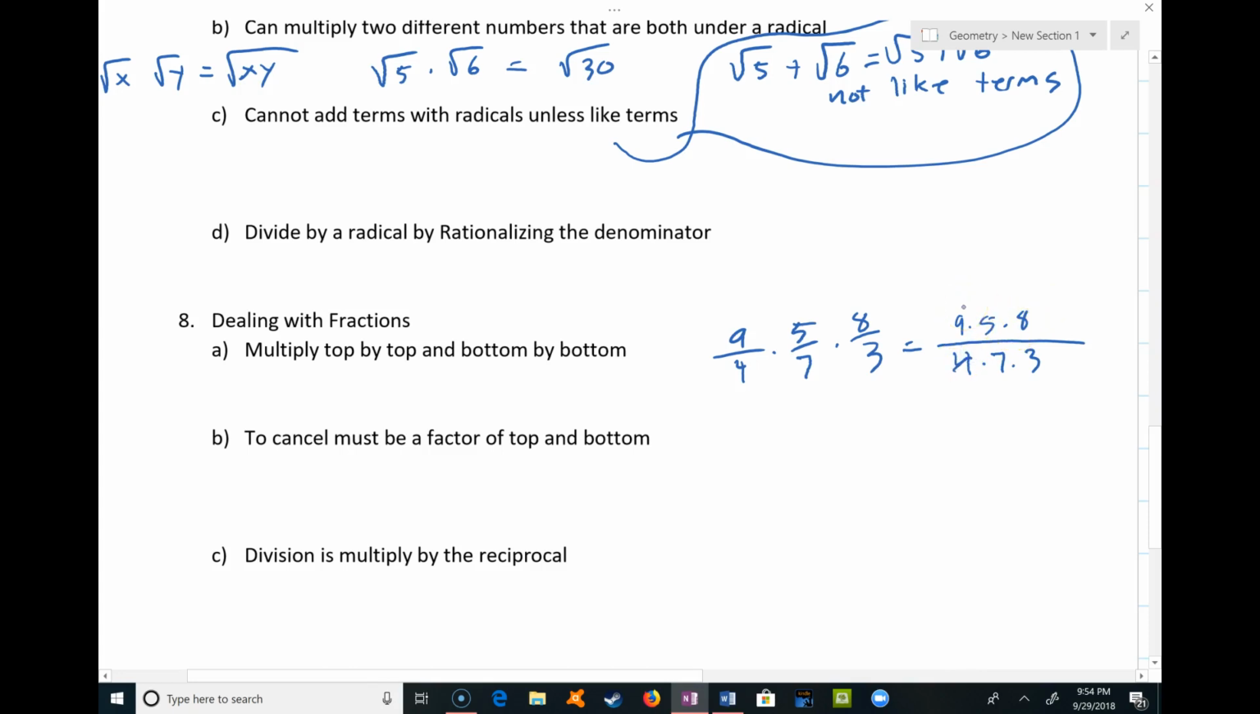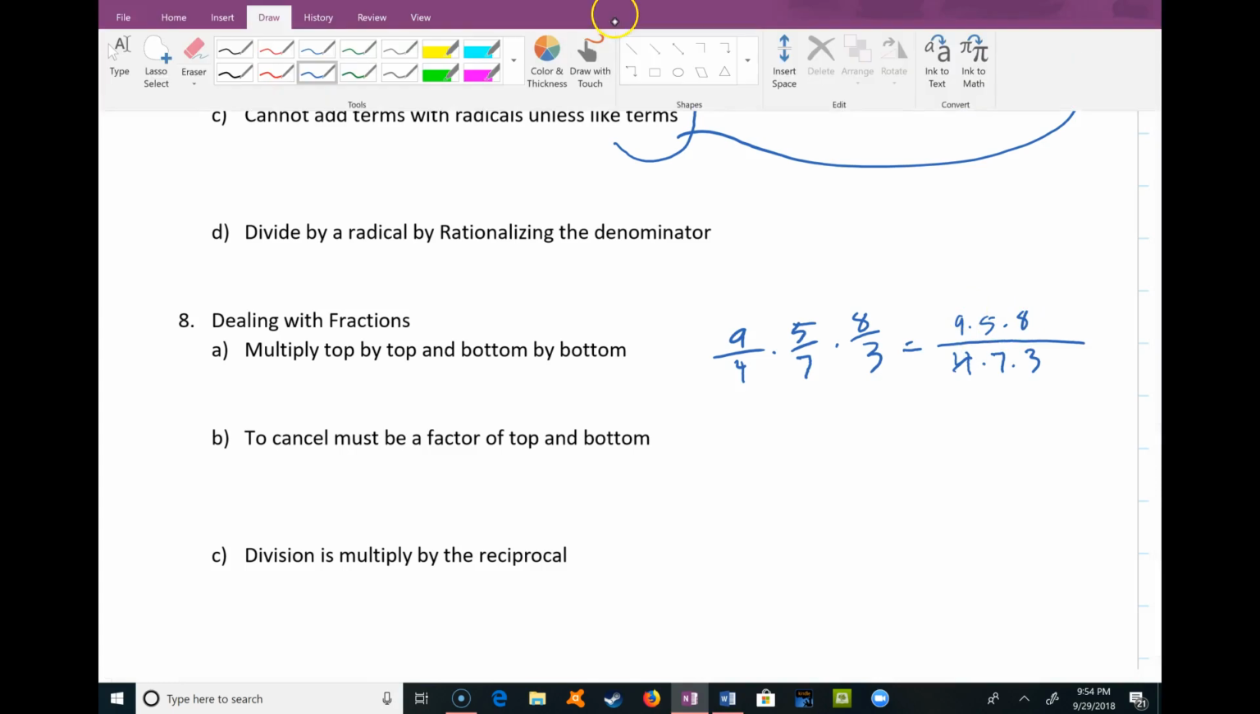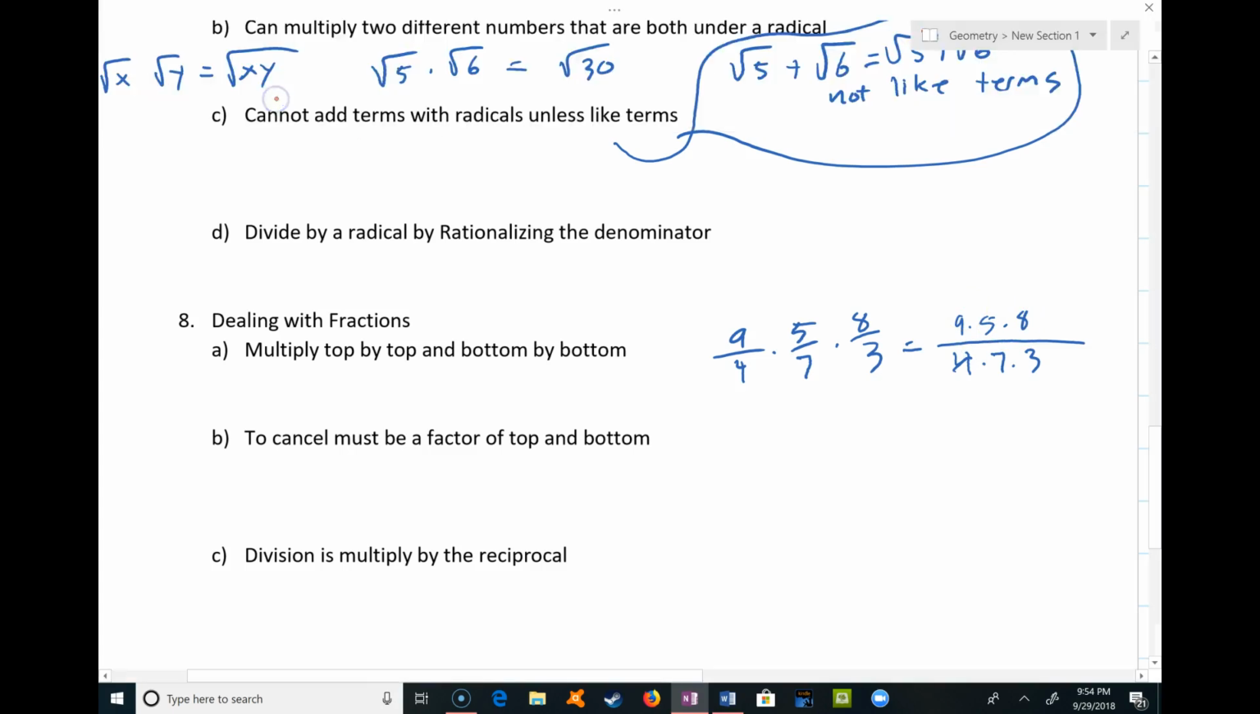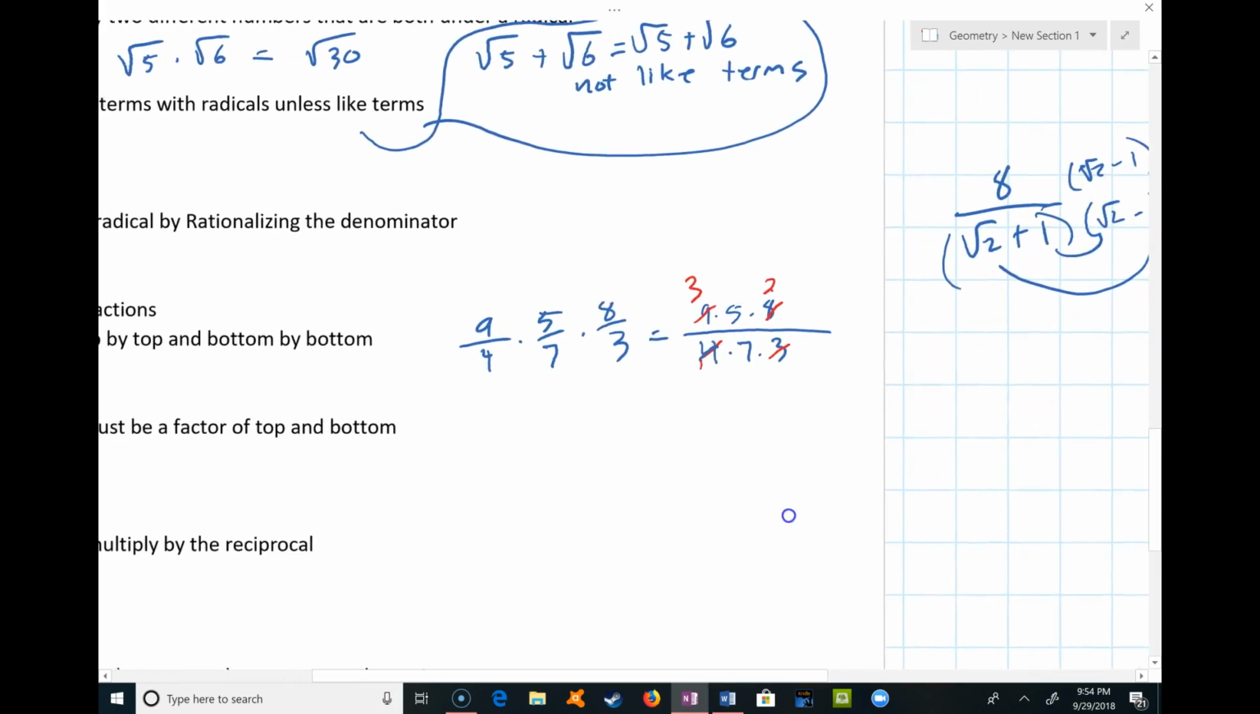Let me use a different color, sorry. I can cancel that out and cancel that out, leaving a 2 up here. I can cancel the 9 and the 3, leaving a 3. And I think that takes care of everything. So that gives me, and again, I can still multiply in any order I want, 2 times 5 is 10, times 3 is 30. And there's nothing down here left but a 7. So we get 30 over 7. Okay.